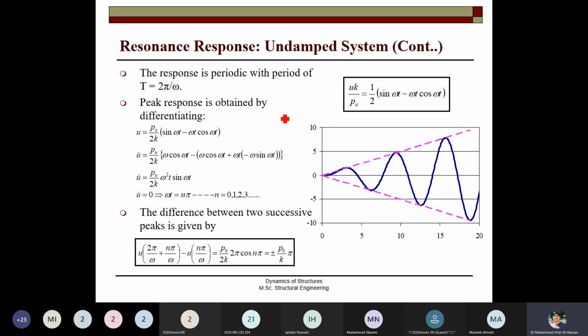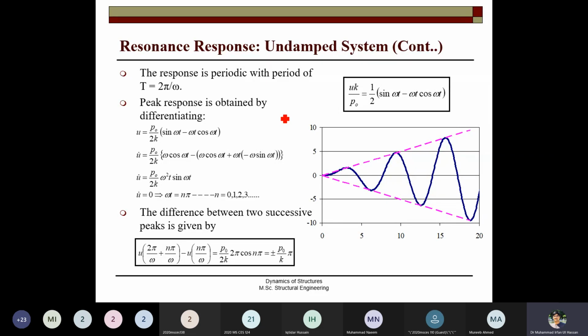So the response is periodic. Yes. Can you see the screen? Yes, sir.